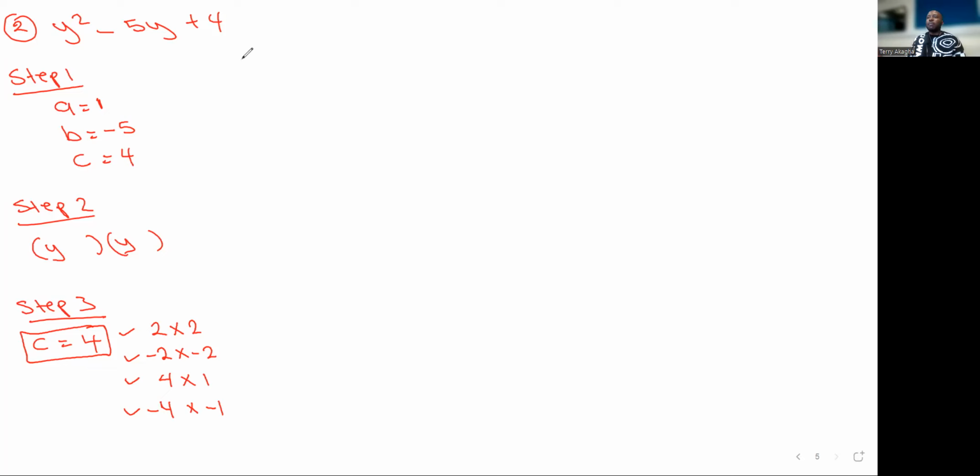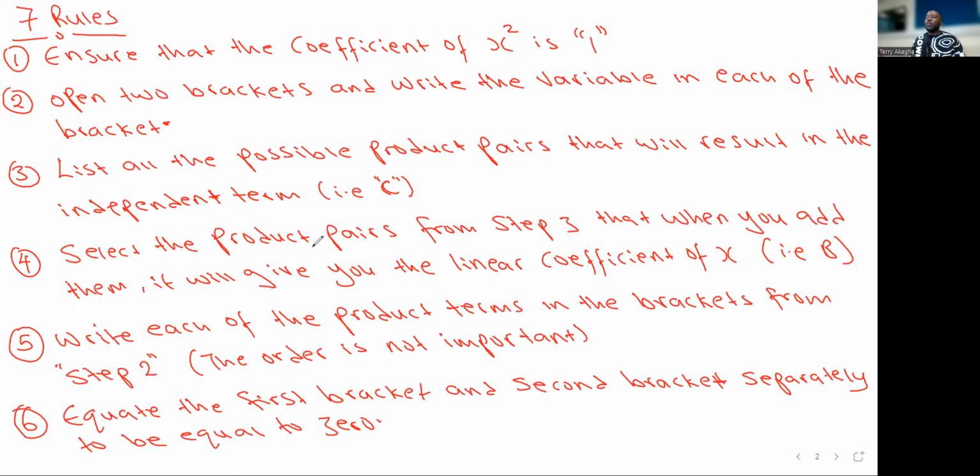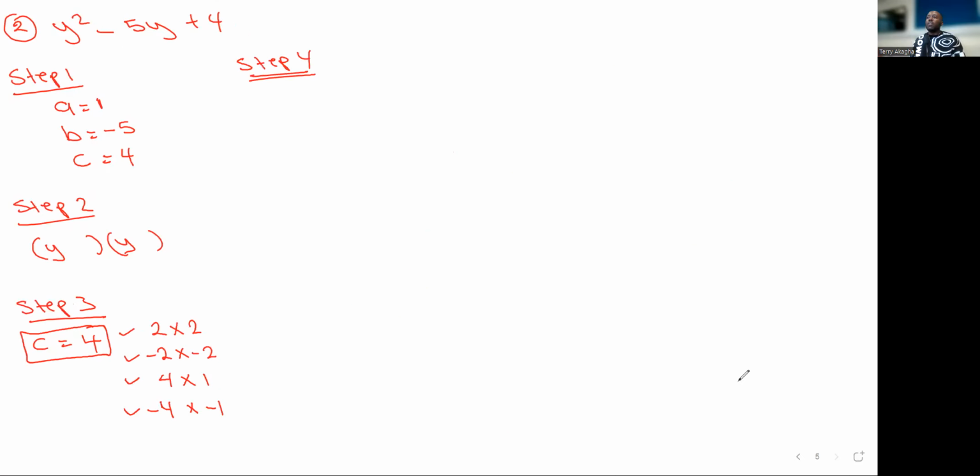The next one will go to step 4. So step 4 is that we have to then select the product pairs that you add that will give us the B. Does that make sense? So what is the B here? The B is minus 5. So we're going to look for the 2 numbers that we're going to add from these product pairs that will give us minus 5. So let's go. We have 2 plus 2, the first one. That will give us 4. So that is not what we need. This is not correct.